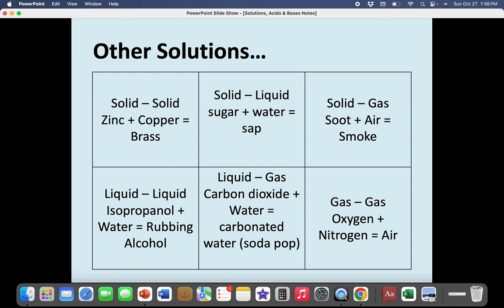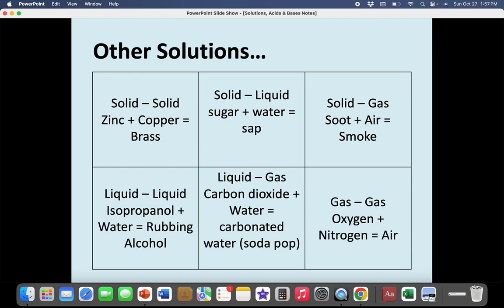Some chemists think of alloys as being classic solutions. Other chemists think that they belong really in their own category. But metal alloys like brass and bronze and pewter are all sometimes considered solutions themselves. You can have a solid liquid solution.